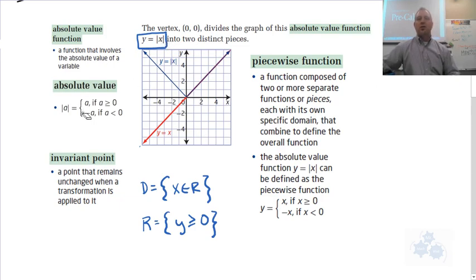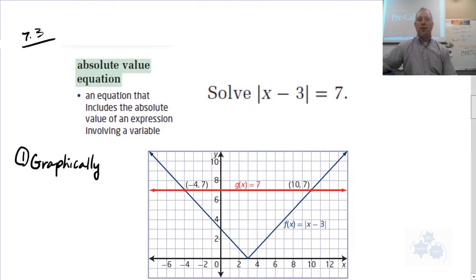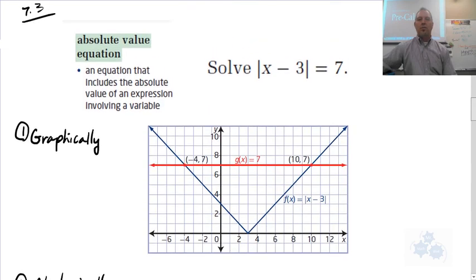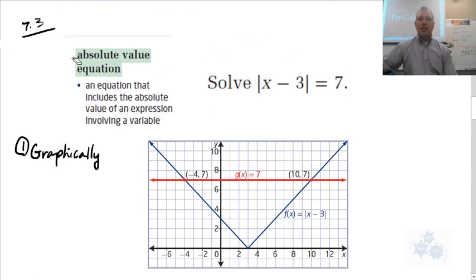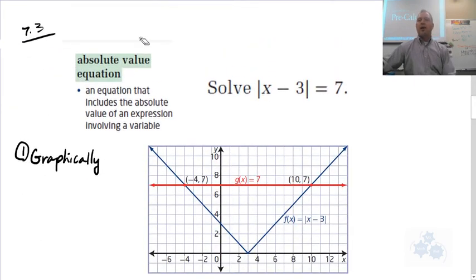The piecewise function simply says that really any absolute value can be looked at in terms of a positive and negative version of itself. And I'll show you that soon when we get to the algebraic part here. Whoa, did I miss 7.2? No, that is 7.2. 7.3, absolute value equations.